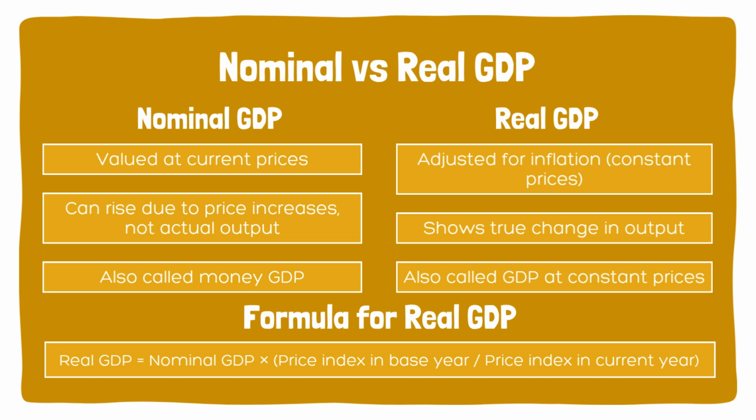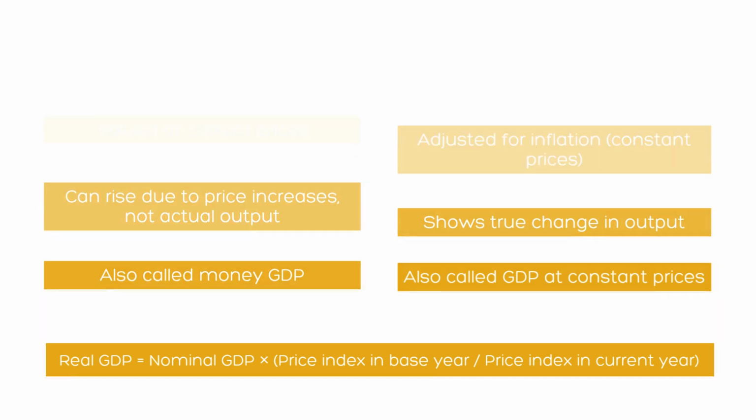To obtain a more accurate picture, economists calculate real GDP. Real GDP adjusts nominal GDP for inflation, so that changes reflect actual changes in production. This gives GDP at constant prices and provides a better measure of economic growth.